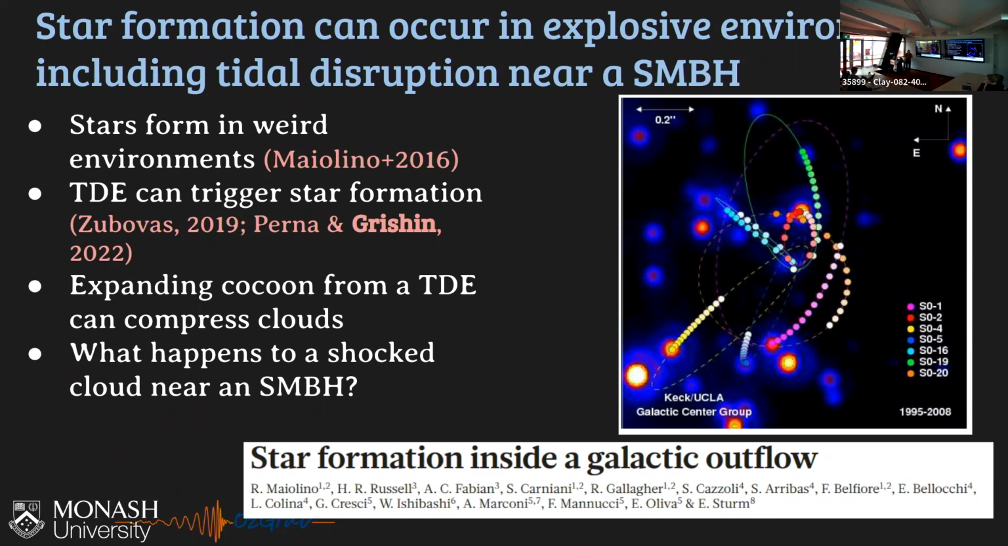So maybe they're related. Basically, if you have a cloud and a shock runs through it, it may compress it and reduce its Jeans mass. So maybe you will be able to form stars near the galactic center. I know it's crazy, but star formation sites have been spotted in galactic outflows. So maybe it's not that crazy. And maybe we can also think of that.